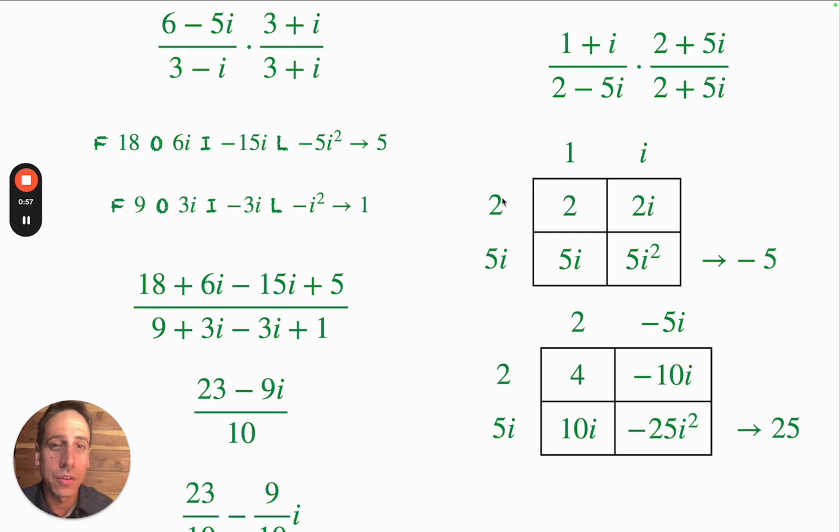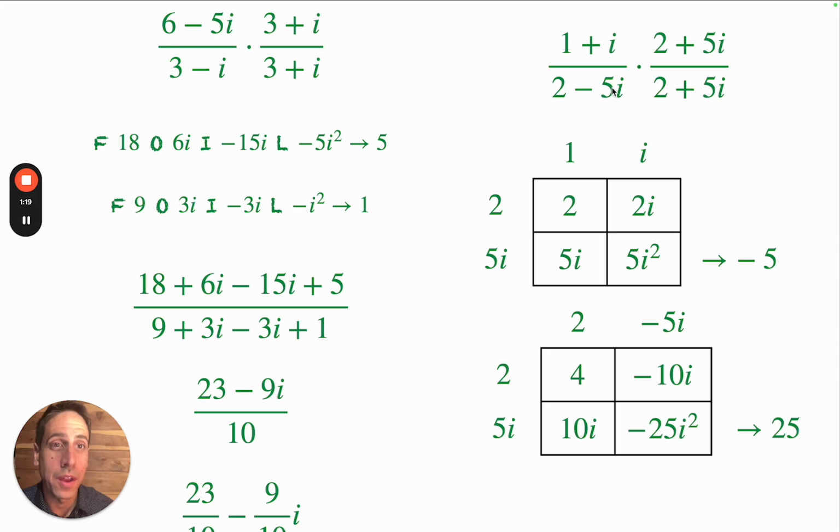But anyway, 2 times 1 is 2. 5i times 1 is 5i. 2 times i is 2i. 5i times i is 5i squared. And the i squared turns into negative 1, so this is actually a negative 5. And then I'll set up the box method for the denominators as well.